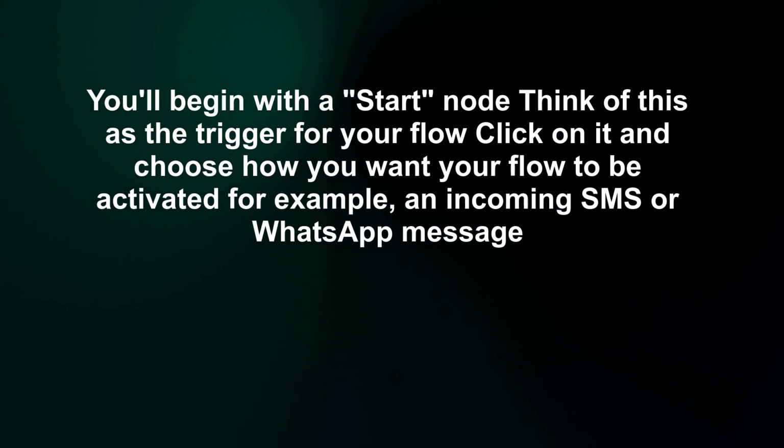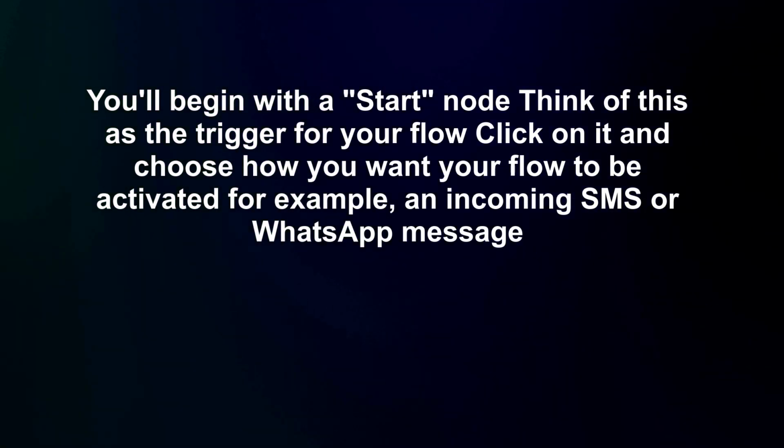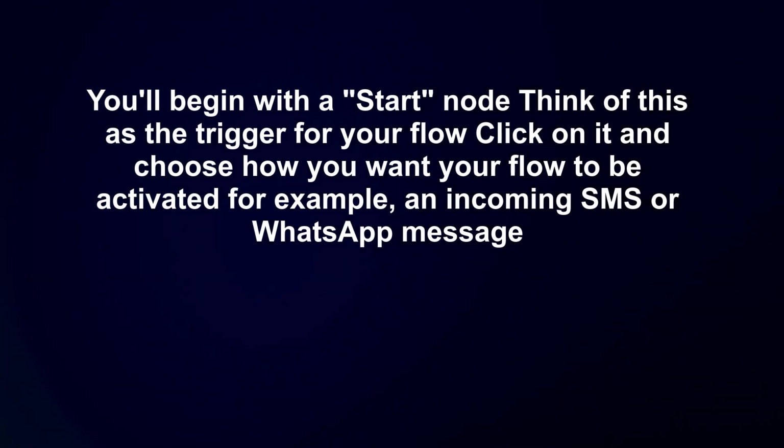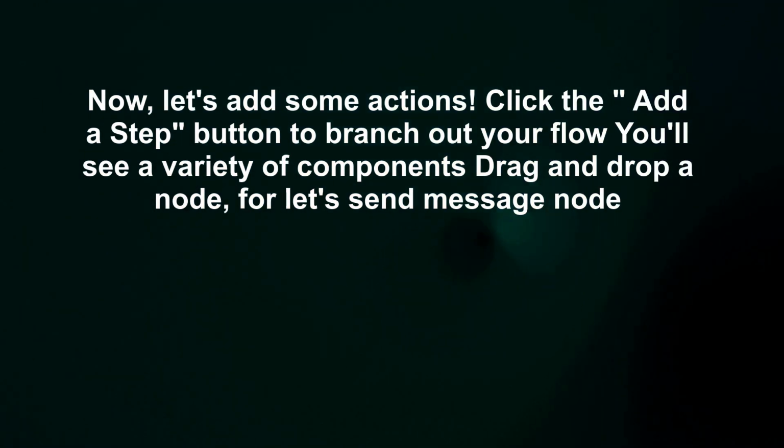You'll begin with a start node. Think of this as the trigger for your flow. Click on it and choose how you want your flow to be activated, for example, an incoming SMS or WhatsApp message. Now, let's add some actions.